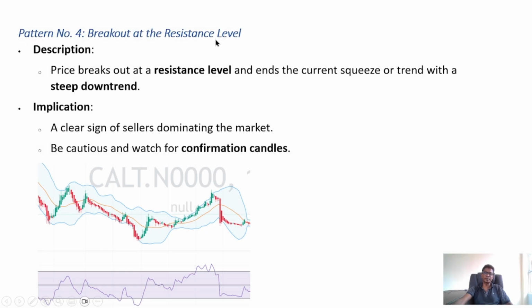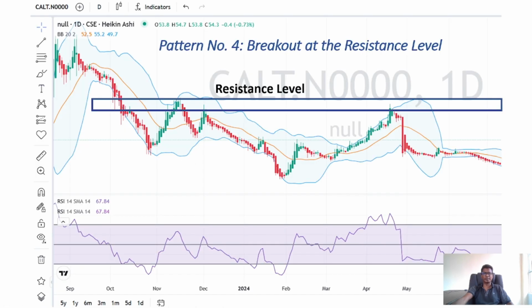Breakout at resistance level. Price breaks out at resistance levels and ends the squeeze or trend with a steep downtrend. A clear sign of sellers dominating the market. Be cautious and watch for confirmation candles. This is the resistance level. This squeeze breaks out, touching the resistance levels. This RSI also went down at a high speed, so the prices come down. Be careful in these types of situations.